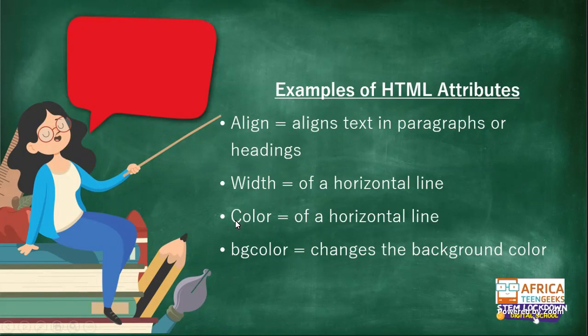And then another attribute is color. With color, we can change the color of a specific object inside a web page. Actually, the one that changes the background would be BG color. BG color changes the background color of our websites. What we're going to do is look at these attributes a little bit more in detail, and then we'll apply them in an actual website.